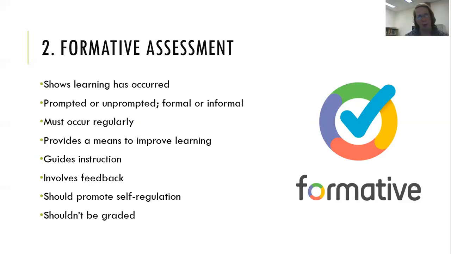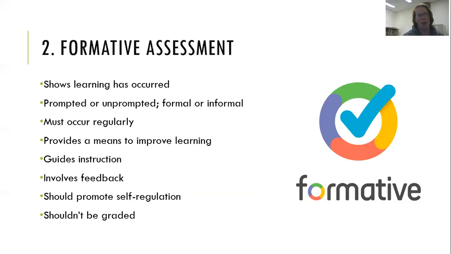And a good formative assessment will help you become involved in the learning of your students and help them scaffold their own learning. So it should promote self-regulation. It should promote the idea that they are thinking metacognitively. They are thinking about whether or not these concepts are matching with their thought processes.